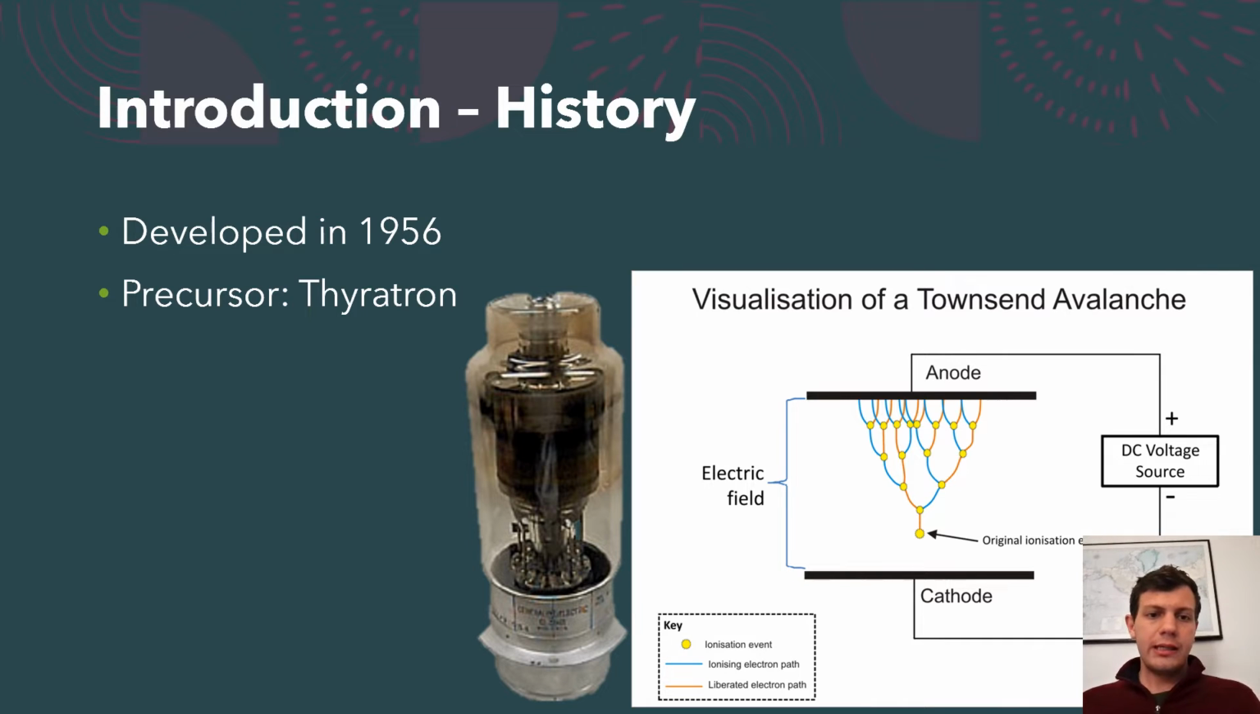William Shockley at Bell Labs and some others proposed the device in 1950 for development by engineers at General Electric, and they were the ones that developed the device in 1956. Its precursor, as you can see on the screen, was the Thyratron, a gas-filled electrical device that would break down at a certain voltage. If we look at the diagram over here, there's the anode and the cathode on it, and if there was only a small DC voltage source, there would be no current flowing.